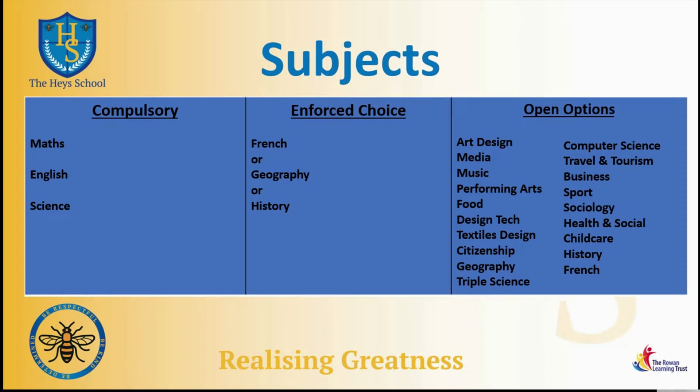Next, we'll ask you to make an enforced choice. This is in order to make what is known as Progress 8, or in order to have made sure you have a full suite of subjects. To do so, this will require a student to take one of French, geography, or history.